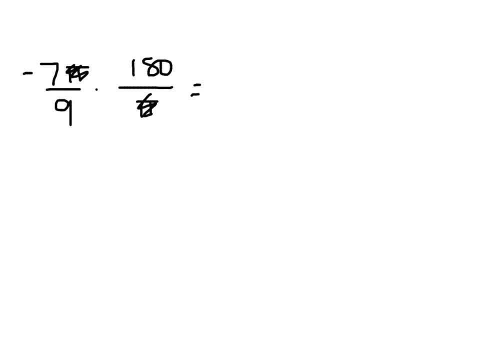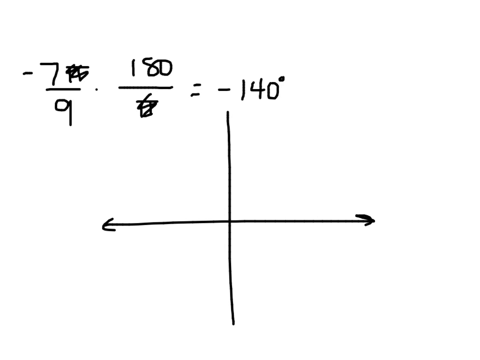And if I take and multiply that, 7 times 180 divided by 9, I got a negative 140 degree angle. So if I sketch where that belongs, negative 90, not quite to the 180, somewhere in there. Okay, so now our reference angle is this one right here.